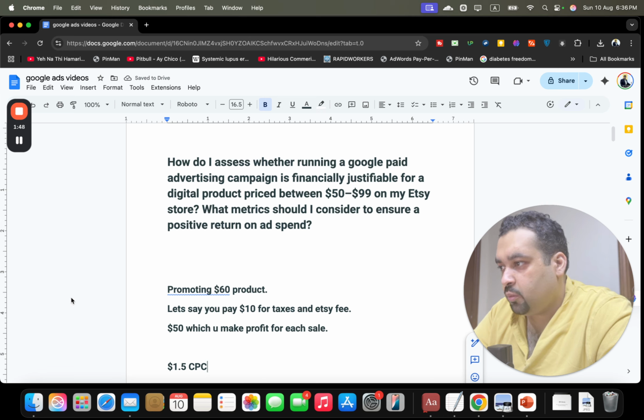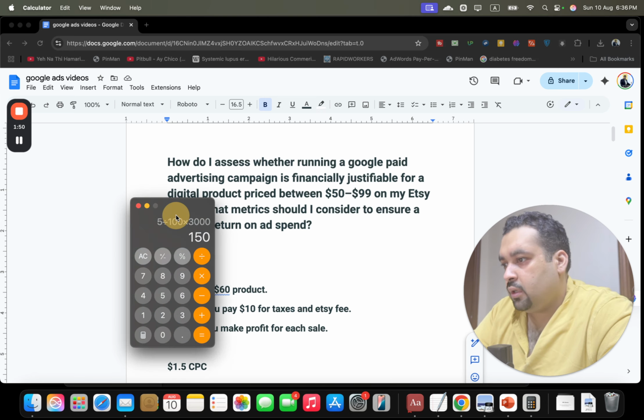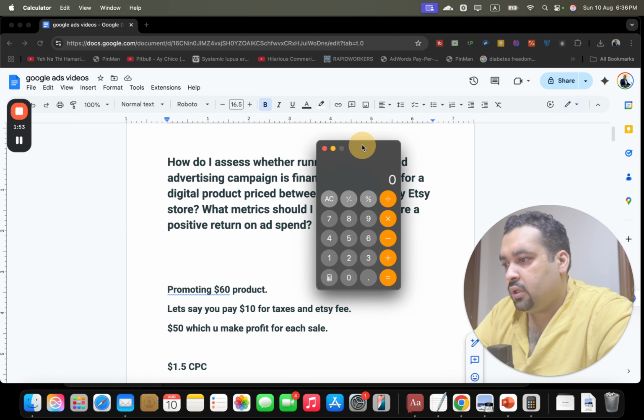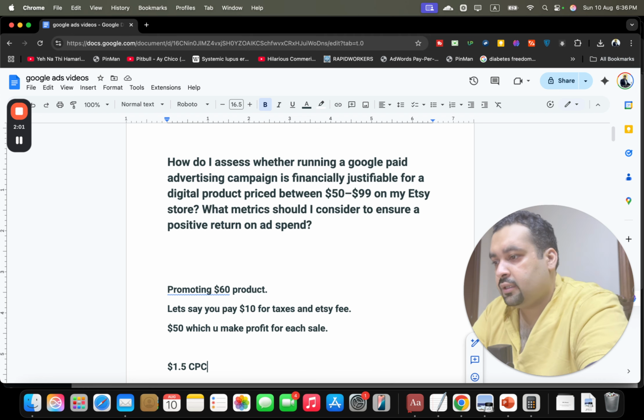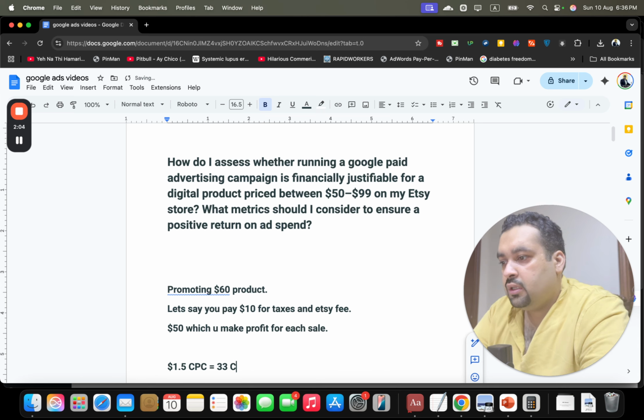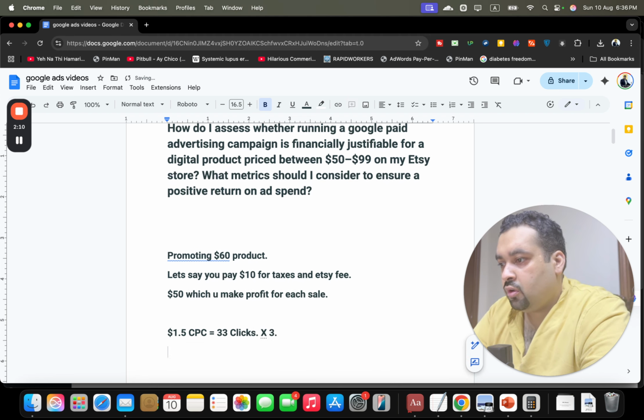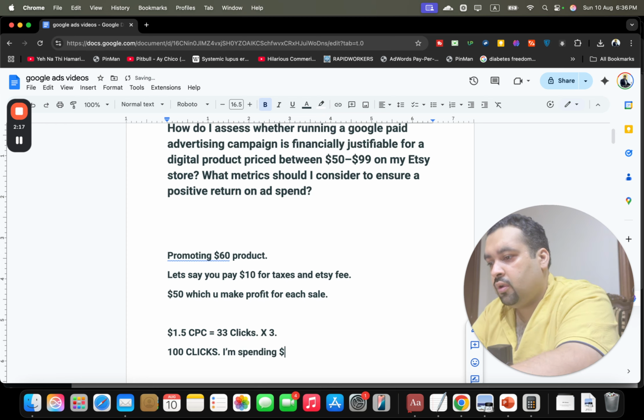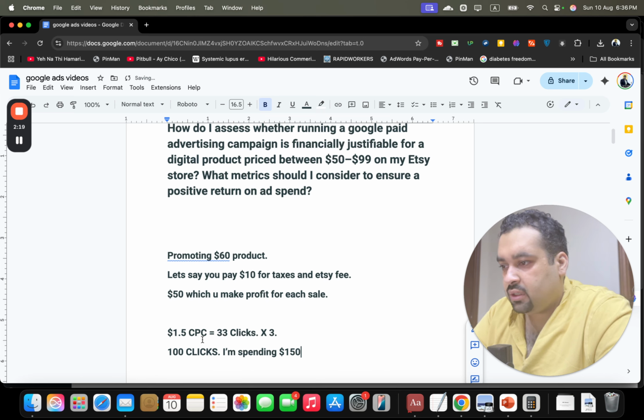Okay. Now, if I have this, I need to divide this by this. Well, just a second, let me open the calculator. So the calculator is over here. I'm going to divide the 50 by 1.5 and I can see 33 clicks. Okay, so 33 clicks I'm going to get, and if I multiply it by 3, for 100 clicks I'm spending $50. If you do the math, you can multiply this over here.